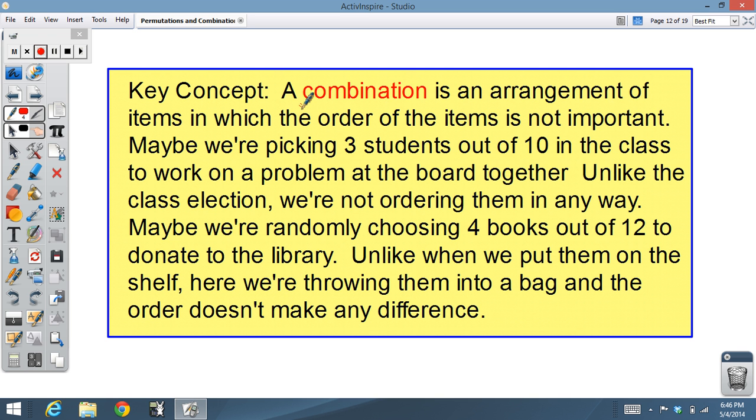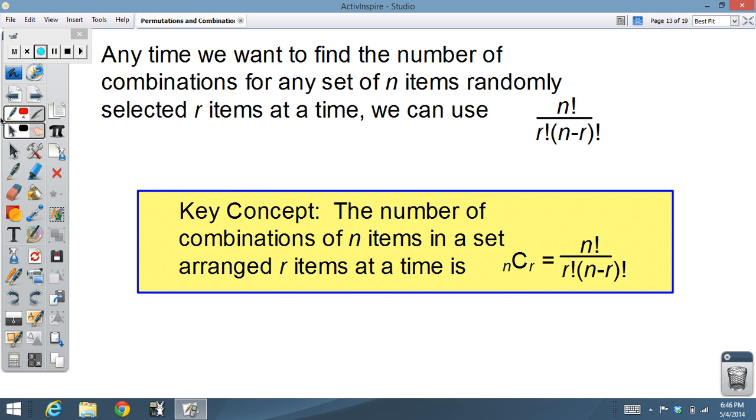So this is called a combination as opposed to a permutation, okay? So a combination, the order is not important. The formula we have for combinations is the same as the permutation one, but we throw in an extra r factorial on the bottom. Okay, so the number of combinations of n items in a set arranged r at a time looks like this. And we use a C this time for combinations, and we added that r on the bottom of our fraction, okay? So I'll give you an example here.